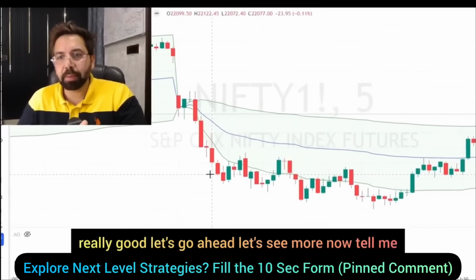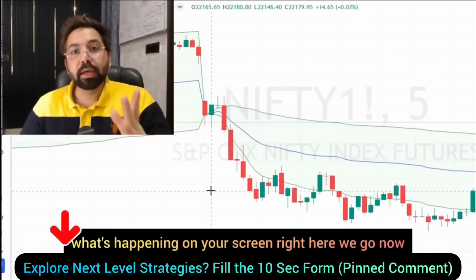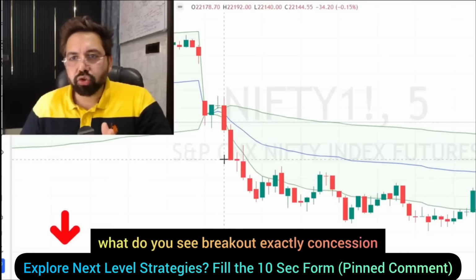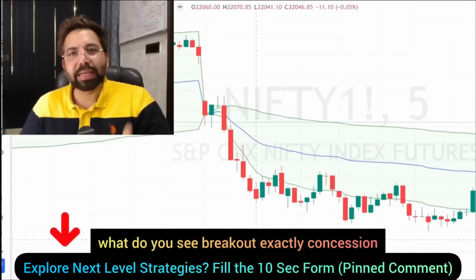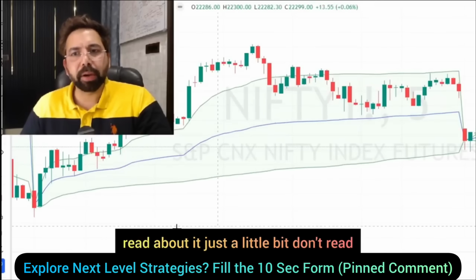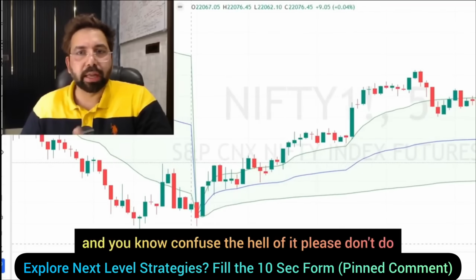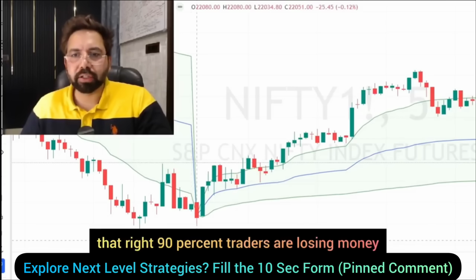Let's see more. Now tell me, what do you see? Do you see back to back what's happening on your screen, right? Here we go. Now, what do you see? Breakout. Exactly. Congestion area breakout. Volume weighted average price. Read about it just a little bit. Don't read books about it, right? Please do not go into detail and confuse the hell out of it. Please don't do that. There's no need for that, right?